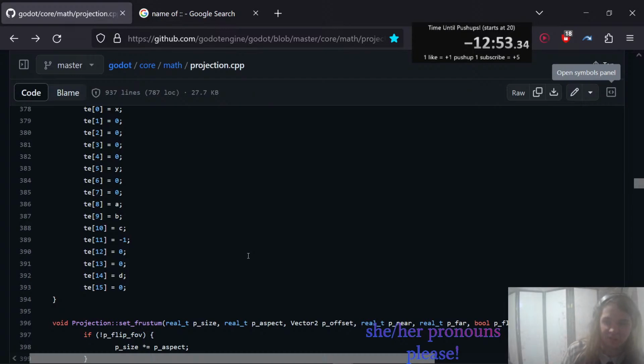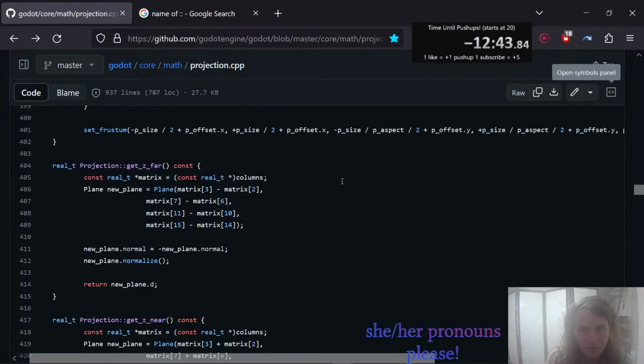Okay, I have no idea what this does. It's got to be something with hexadecimal. One sec.